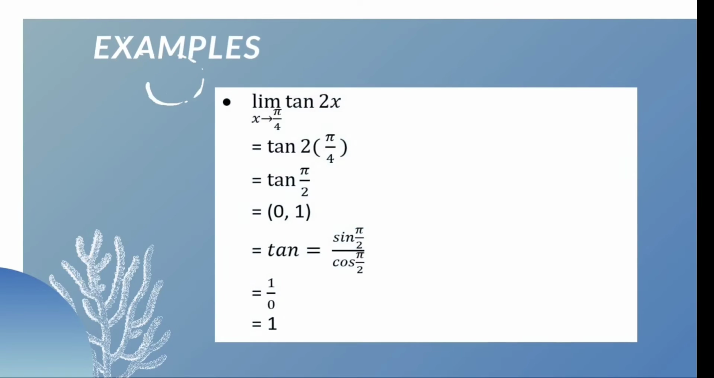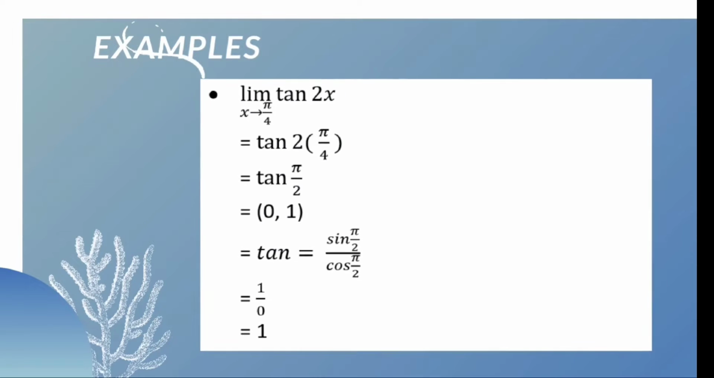For example number 2, again substitute the value of x by pi over 4. Now let's multiply 2 and pi, and that would give us 2 pi over 4. When we simplify this, it gives us pi over 2. Now we look at the unit circle. The coordinates of pi over 2 are 0 and 1, and that is 90 degrees. We know that tangent is equal to sine over cosine, and remember that the y value is the sine and the x value is the cosine. So we divide 1 over 0 and that would give us undefined.